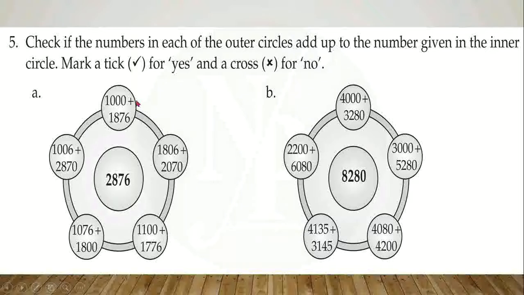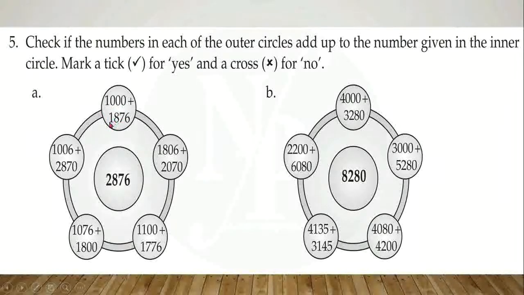ಸೊ ಹಾಗೆ ಏನು ಮಾಡ್ಬೇಕು, ನೀವು ಇಲ್ಲಿ ಇದರ ಪಕ್ಕ ಒಂದು ಟಿಕ್ ಮಾರ್ಕ್ ಹಾಕಬೇಕು. ಮ್ಯಾಚ್ ಆದರೆ, ಎರಡು ನಂಬರ್ಗಳು ಆಡ್ ಮಾಡಿದಾಗ ಸೇಮ್ ಬಂದ್ರೆ ಟಿಕ್ ಮಾಡಬೇಕು. ಸೊ ಈ ಎರಡು ನಂಬರ್ಗಳನ್ನ ಆಡ್ ಮಾಡಿದಾಗ ಸೆಂಟ್ರಲ್ ಇರುವಂತಹ ಅಷ್ಟು ನಂಬರ್ ಬರದೇ ಇದ್ರೆ ಆಗ ನಾವು ಇಲ್ಲಿ ಕ್ರಾಸ್ ಮಾರ್ಕ್ ಹಾಕಬೇಕು. ಲೆಟ್ ಅಸ್ ಸೀ ನೌ ಒನ್ ಬೈ ಒನ್.